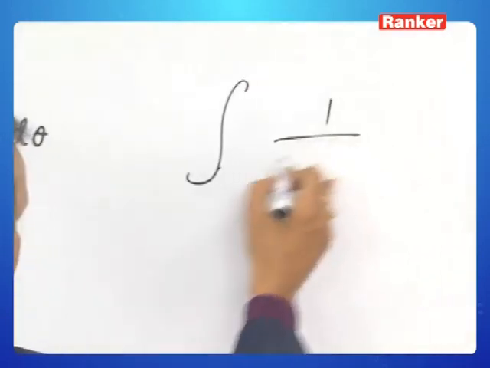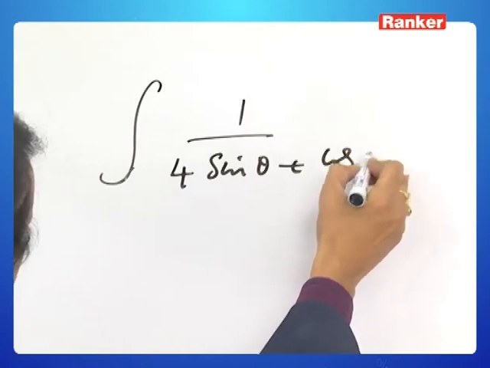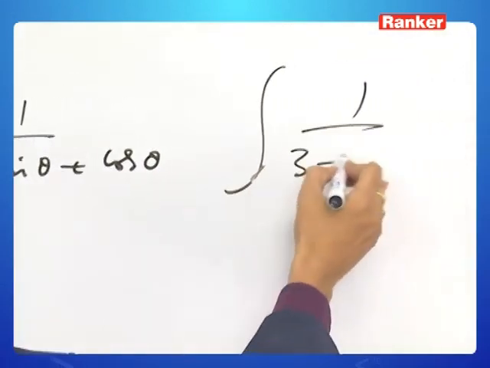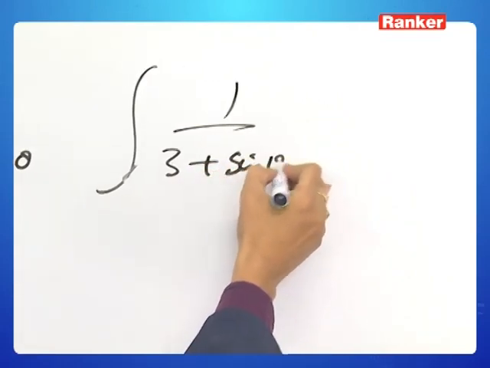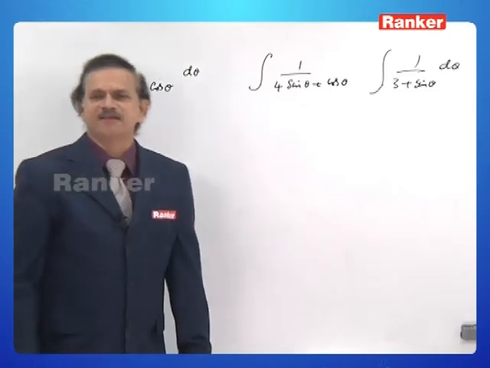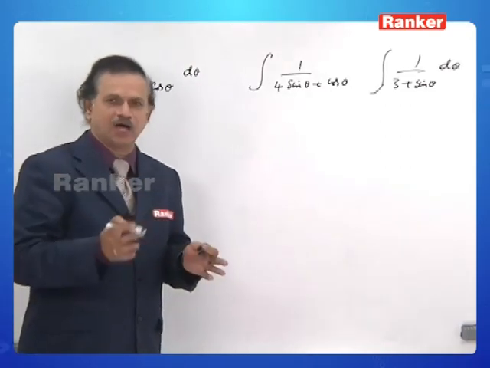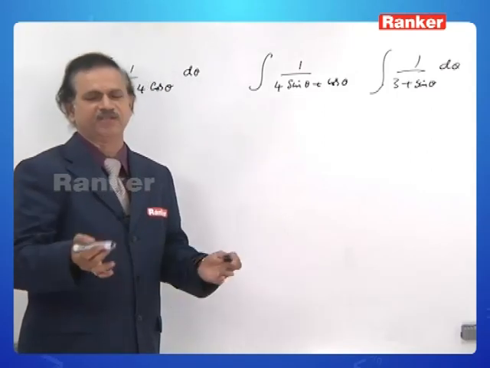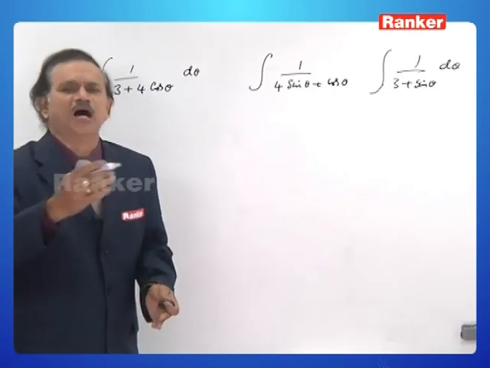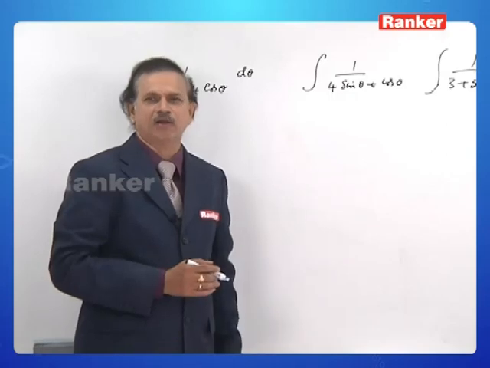Integral of 1 by 4 sin theta plus cos theta. Integral of 1 by 3 plus sin theta d theta, like that. In general, integral of 1 by a cos theta plus b sin theta, or 1 plus a cos theta, or 3 plus b cos theta, or 5 plus something, comes some constant plus either cos theta or sin theta or both. This is the pattern. This is the standard model.